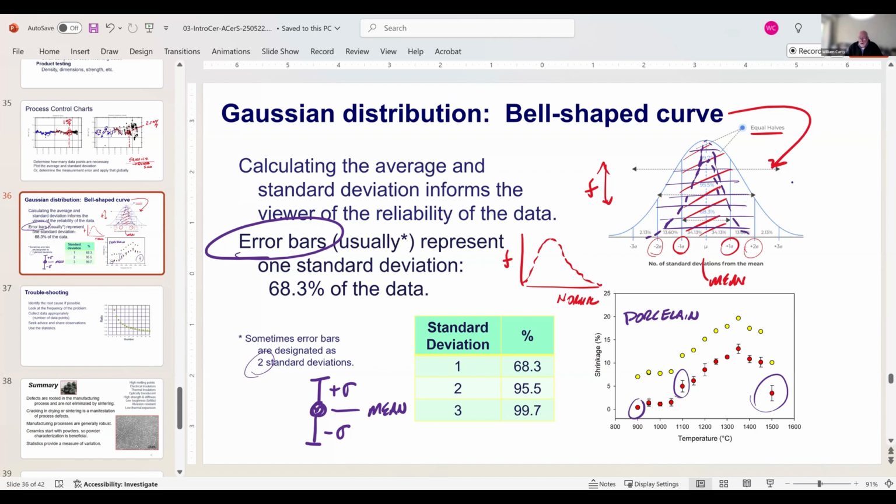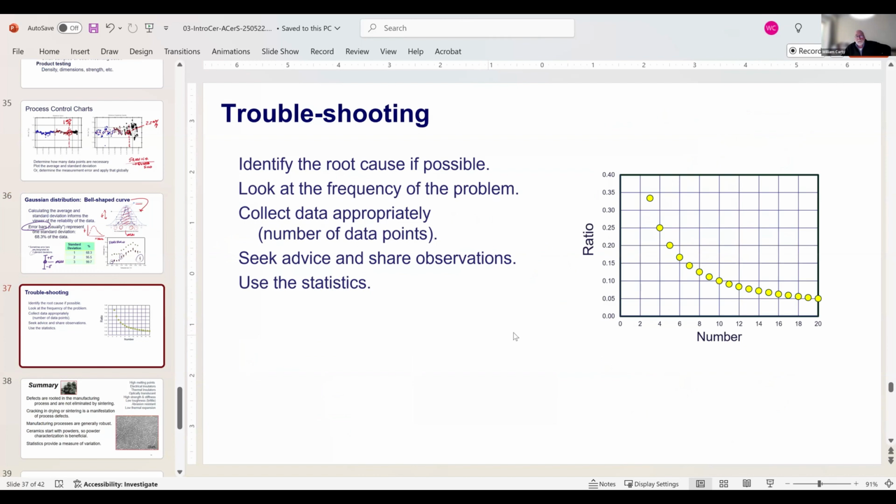Some things such as strengths are very broad. ASTM 1161 tells us that we have to measure 30 specimens in strength to get enough data to do a Weibull distribution. And I'm not going to go into Weibull today. So lastly, troubleshooting, okay? Identify the root cause if you can.